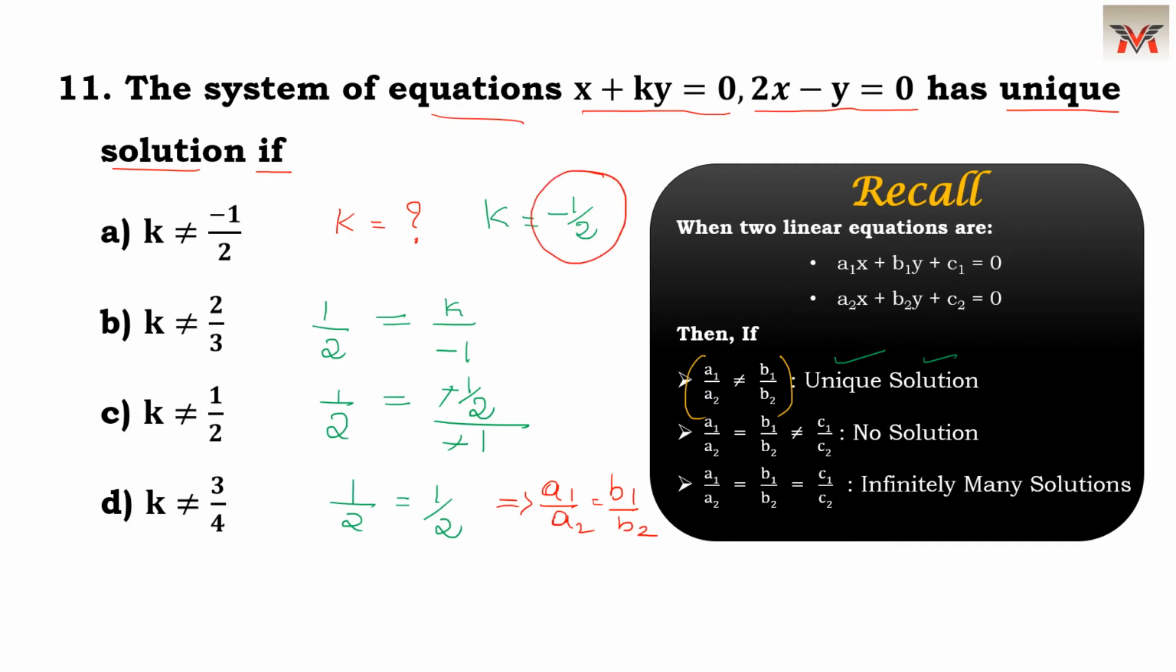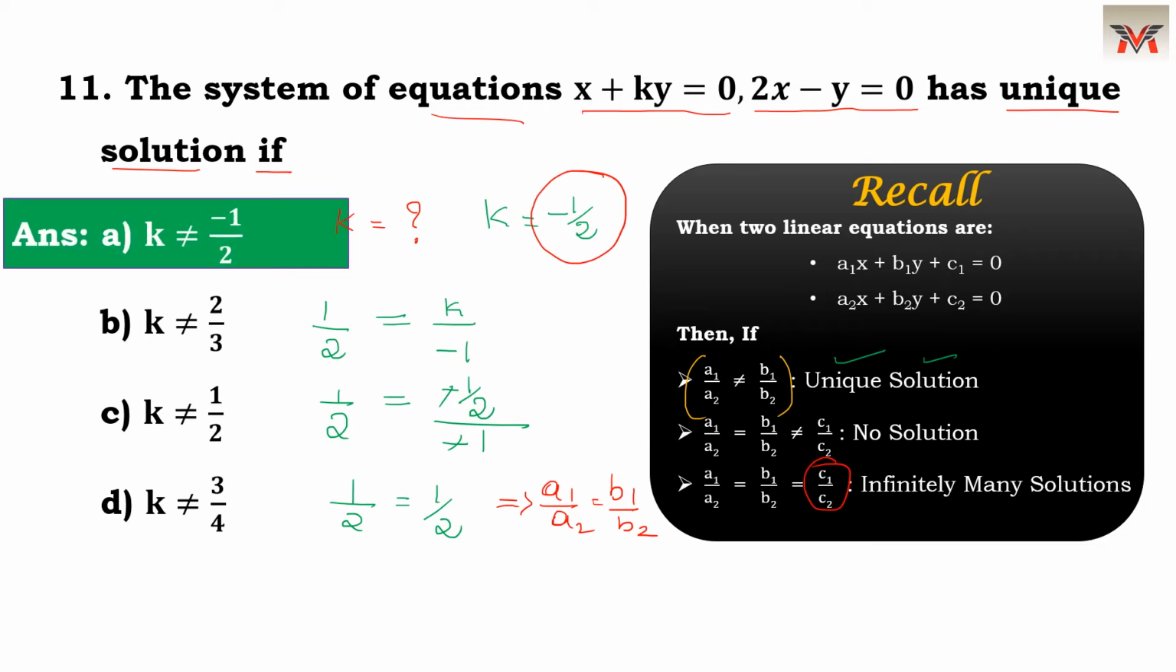It means we'll get either no solution or infinitely many solutions, based on the c1 and c2 ratio. Therefore, which is the correct answer here? k should not be equal to minus 1 by 2. In the sense, if k becomes equal to minus 1 by 2, we'll get either no solution or infinitely many solutions. Therefore, the correct option here is k equal to minus half. We'll move on to the next question.